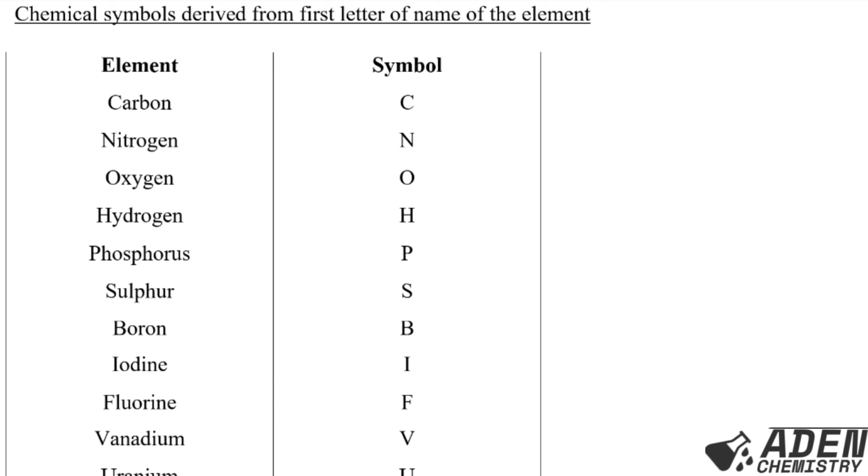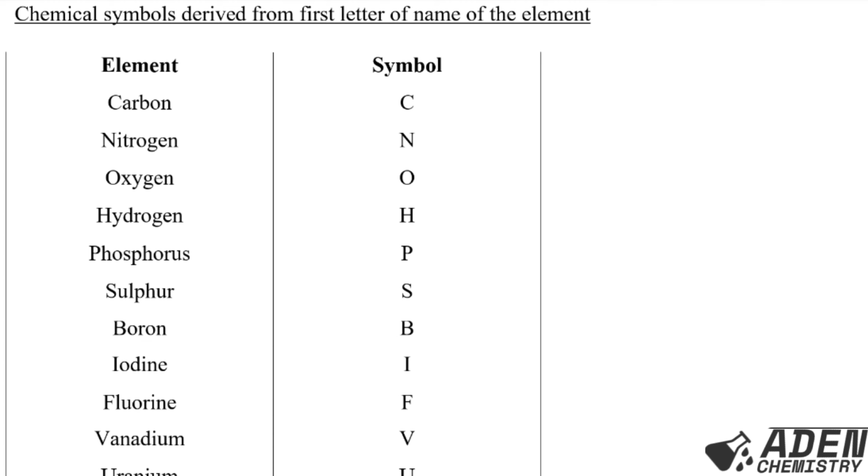We can start with the first one, carbon. The chemical symbol of carbon is C. We can have nitrogen, N. Oxygen, O. Hydrogen, H. Phosphorus, P. Sulfur, S. Boron, B. Iodine, I. Fluorine, F. Vanadium, V. Uranium, U.